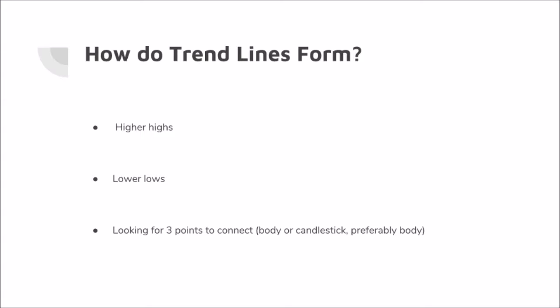So how do trend lines form? What you're going to be looking for when you first are looking for a trend line is whether the market's bullish or bearish. If it's bullish, you're going to be looking at higher highs and higher lows. If it's bearish, you're going to be looking at lower lows and lower highs. And we'll take a look at an actual graph here shortly.